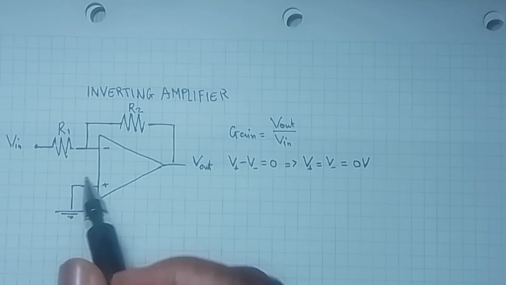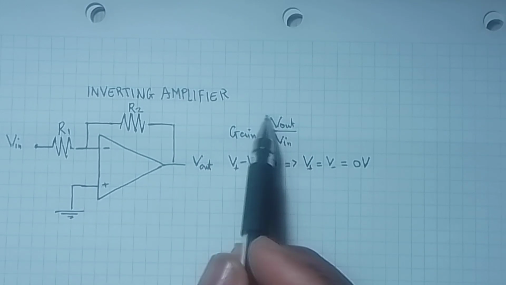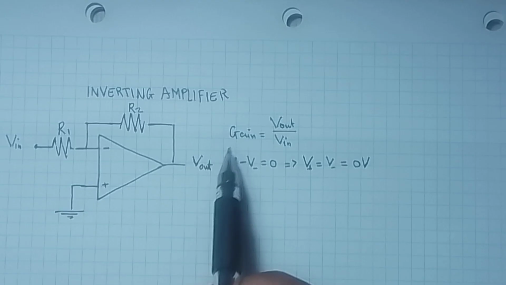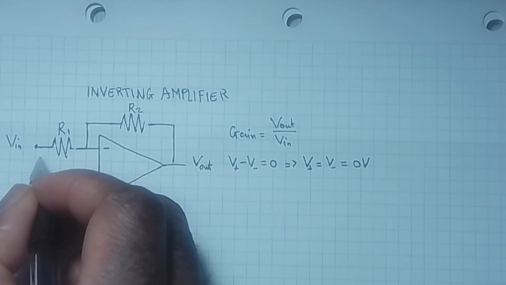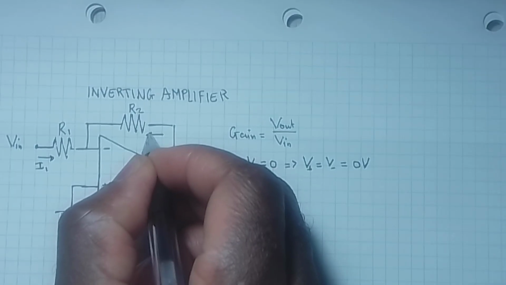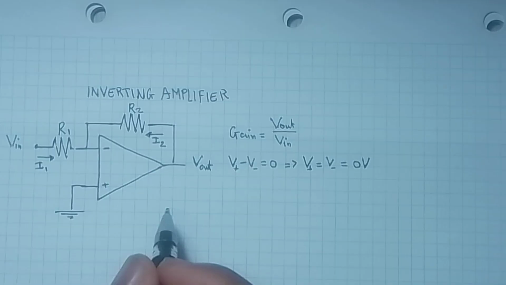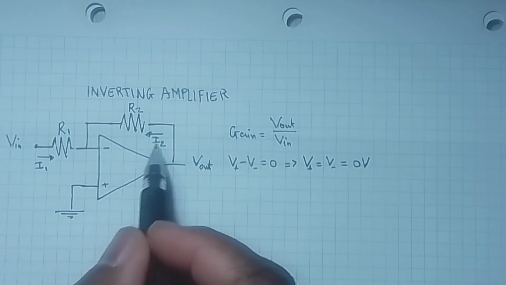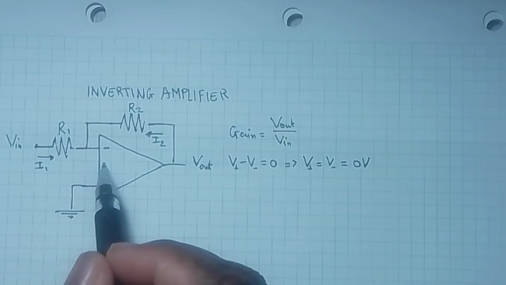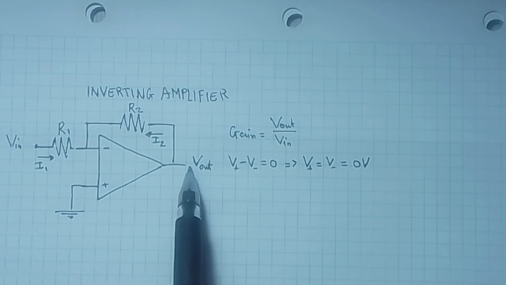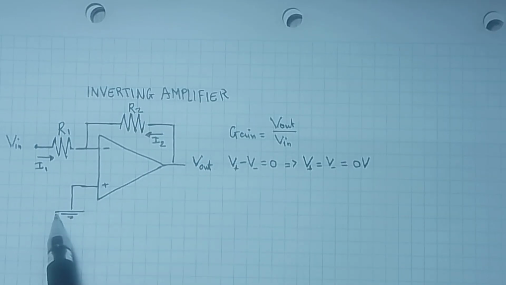To figure out the gain, which is given here, we must find current 1 and 2. So this one current here, current 1, and there's another current here, current 2. So we must calculate current 1 and 2, so we can come up with an expression containing V out in terms of V in.